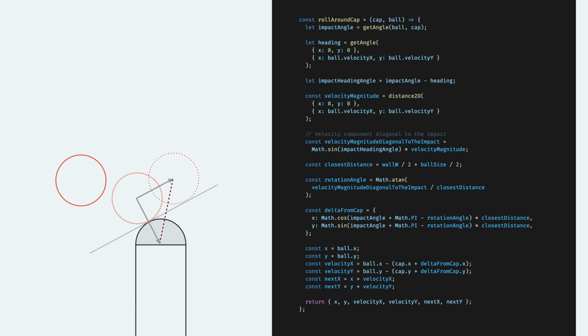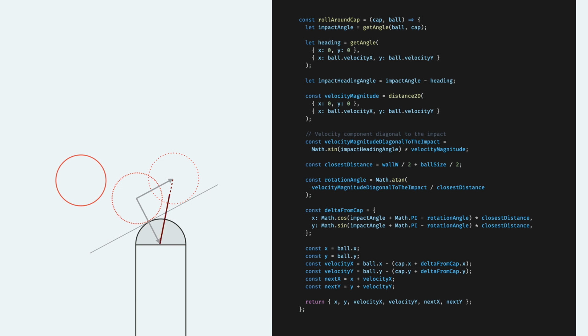Instead of that, we want to have a rolling effect, so we have to pull the ball back towards the wall cap. We more or less do the opposite movement as we did before when we moved the ball away from it, but in a bit different way. We are going to use sine and cosine functions again to get the horizontal and vertical position offsets of the end of the velocity from the center of the wall cap.